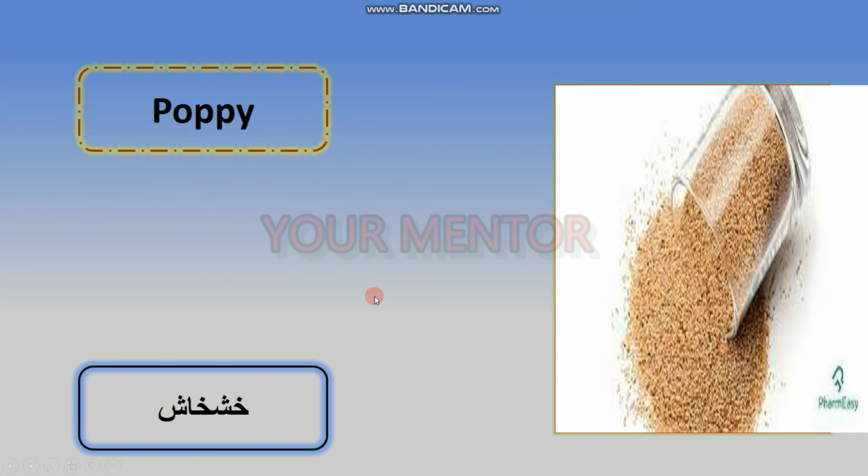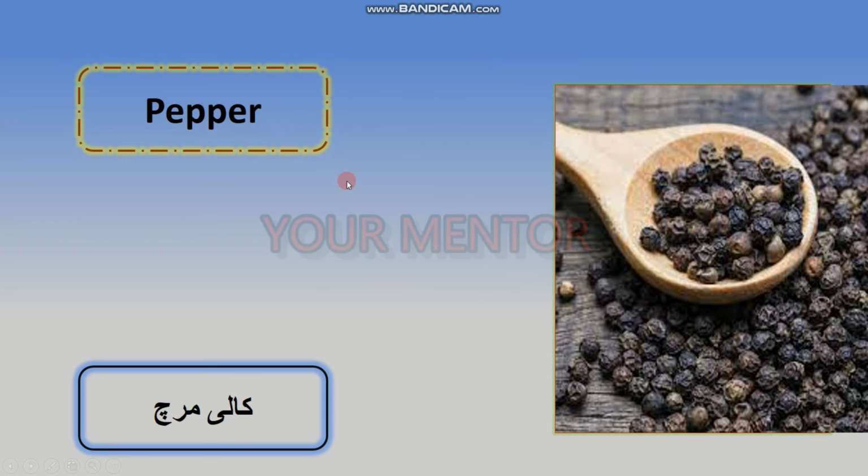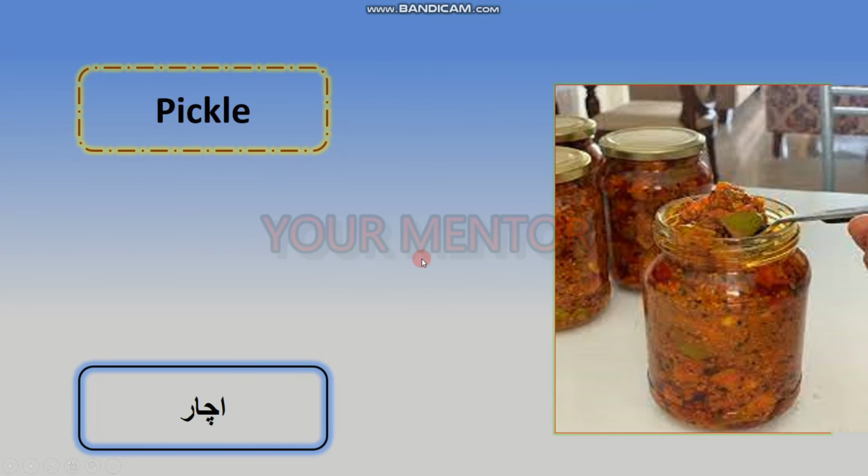Poppy. Poppy means khashkhash. Pepper. Pepper means kali mirch. This is the picture of pepper. Pickle. Pickle means achar. This is the picture of pickle.